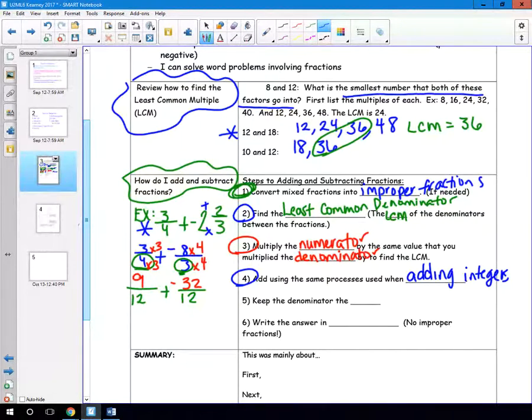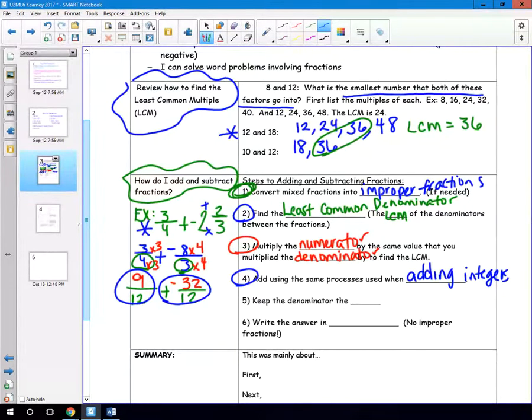Remember our rules: same signs, add; different signs, subtract. Same sign, keep the sign; different, keep the larger. So we're going to look at our 2 fractions and decide if we're going to add or subtract. So the 9/12 doesn't have a sign in front, so that tells me it is positive. And then we have plus negative 32 over 12. So that sign is negative. Essentially, it's kind of like I have $9 and I spent 32.